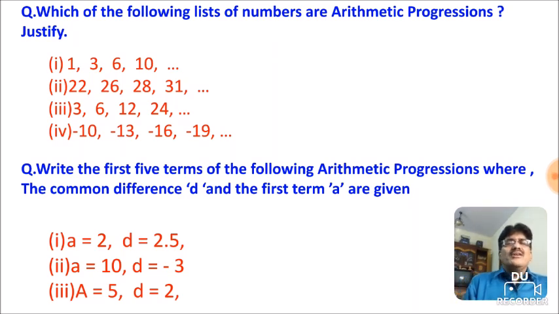In the second question, write the first 5 terms of the following arithmetic progressions, where the common difference D and the first term A are given. In the first example, A is 2 and difference D is 2.5. In the second example, A is 10 and D is minus 3. In the third example, A is 5 and D is 2.